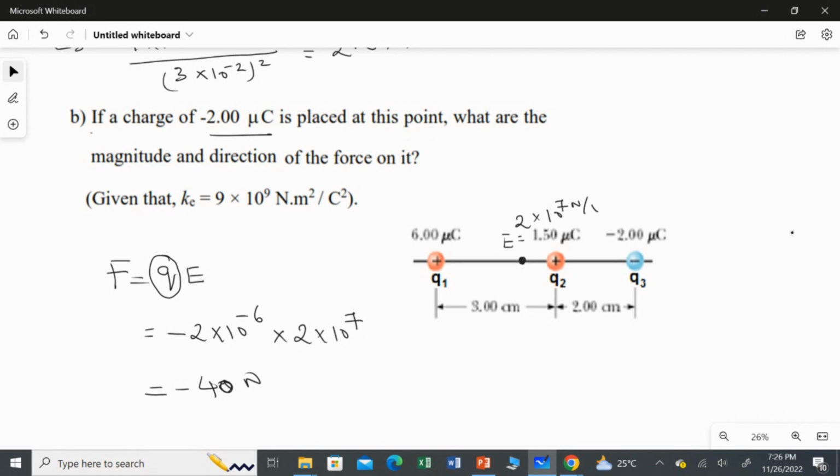And what is the direction? It has negative value, so that means the force is exactly to the, what's the direction? The direction is to the left, am I right? Because we got the negative value. So what's the direction? It is moving to the left. Clear? Clear? That's it.